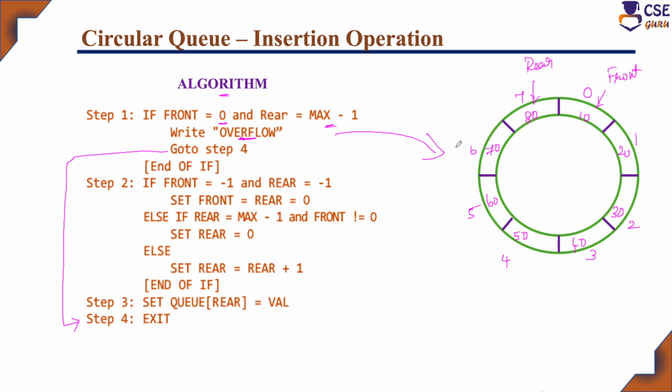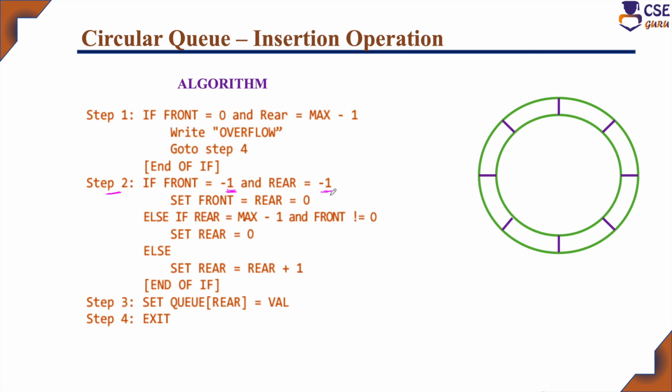So this is the first condition for insertion. You have to check whether the circular queue is full or not. If it is full, you cannot perform the insert operation. Next, step 2. If front is equal to -1, rear equal to -1, what is the meaning? Queue is empty. In this case, if you want to insert a new element, set front and rear pointer to the 0th position, and then place the element. Go to step 3, place the element.